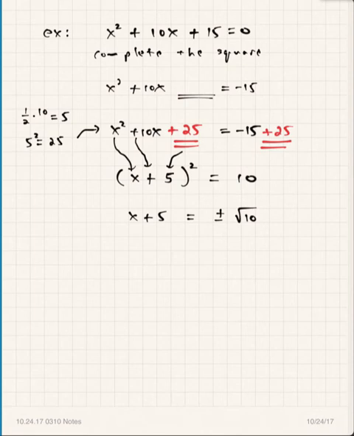The square root of x plus 5 squared is x plus 5. The square root of 10 does not simplify, because the only factors of 10 are 2 and 5. They're not perfect squares, so there's nothing I can do to simplify that. So I'm done with the radical, and now I solve for x. The only thing I need to do here is subtract 5, and you get negative 5. I put that at the beginning: negative 5 plus or minus the square root of 10. And those are my solutions right there.